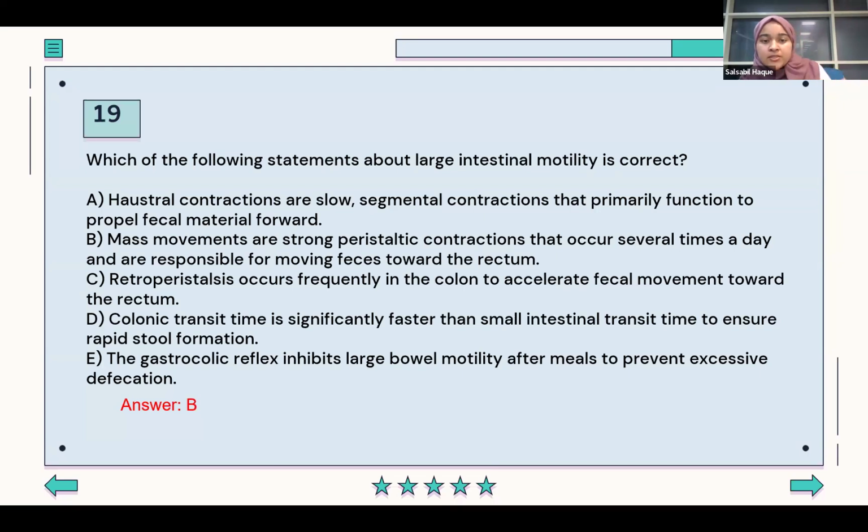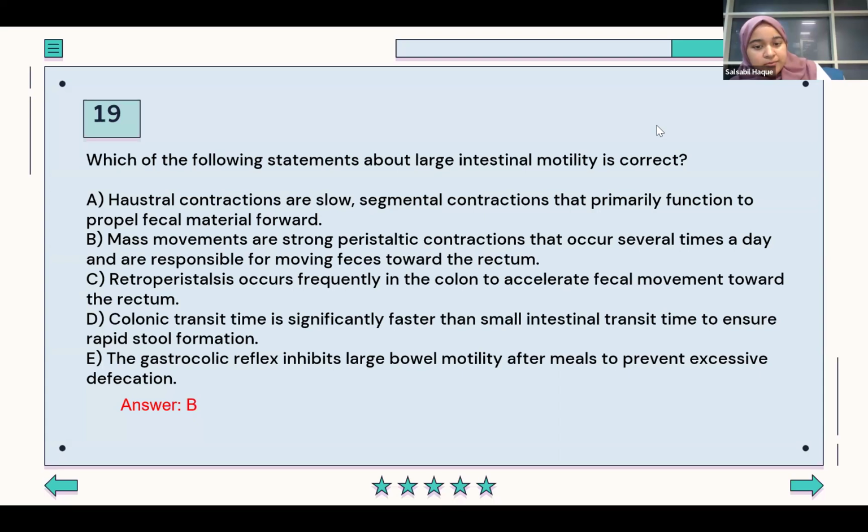Peristalsis, on the other hand, or mass movements, are responsible for propelling the food forward, which is option B. Retroperistalsis occurs frequently in the colon. No, it does not happen in the colon. It happens during vomiting, and it can happen during the defecation reflex if the situation is inappropriate for defecation, which is when we can have retroperistalsis to keep the feces inside the rectum. Okay.